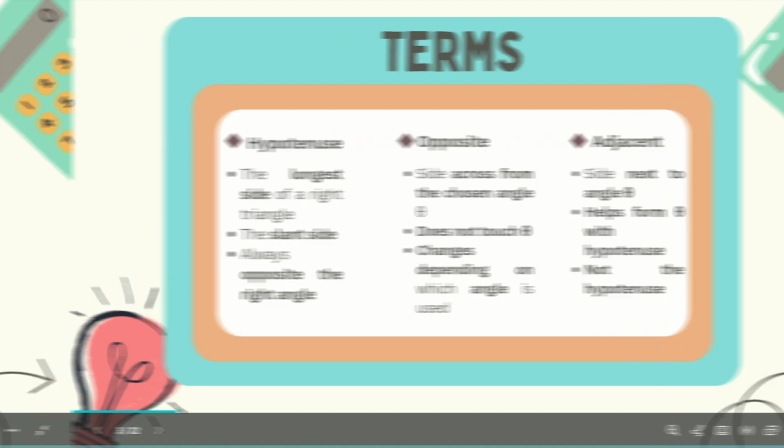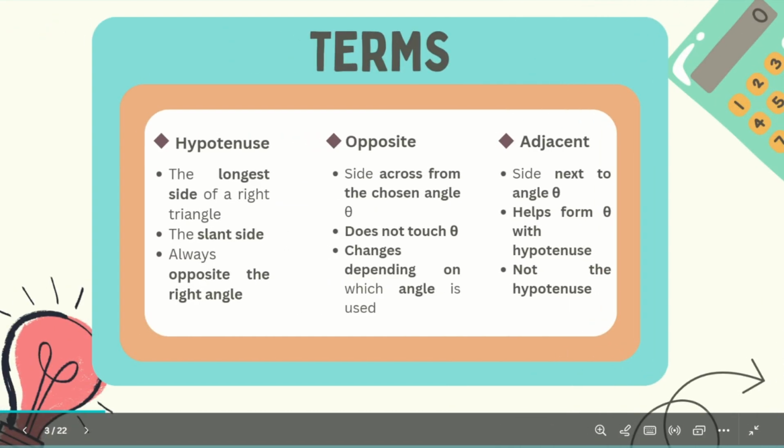Next is opposite: the side across from the chosen angle theta. It does not touch theta. It changes depending on which angle is used. Lastly, adjacent: the side next to angle theta that helps form theta with the hypotenuse, but is not the hypotenuse.